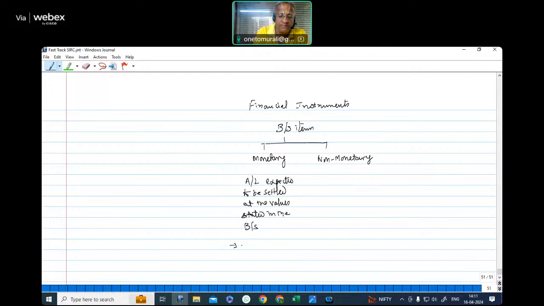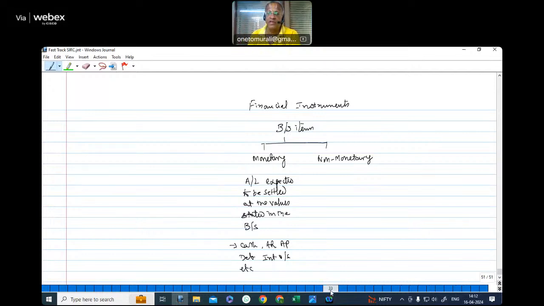Examples are cash, accounts receivable, accounts payable, debentures, interest outstanding, etc. Cash, the value at which it is stated is expected to be used there. Accounts receivable are expected to be collected at the values at which they are stated.